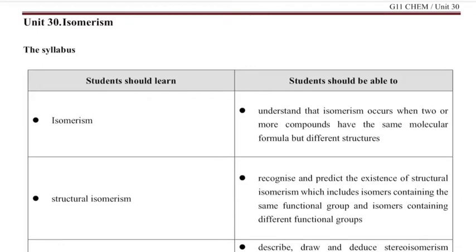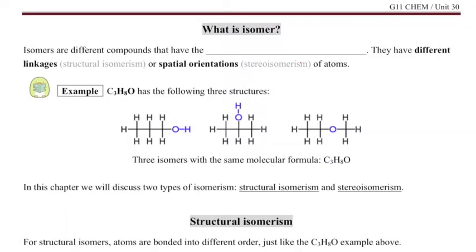Today we are going to start Unit 30, Isomerism. In this unit we are going to learn what an isomer is, and we are going to learn two main types of isomerism, and how to identify different types of isomerism and what kind of properties they have. To begin this unit, let's answer this question.